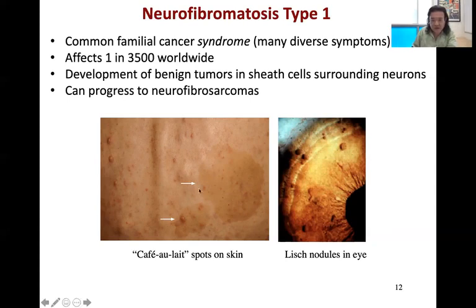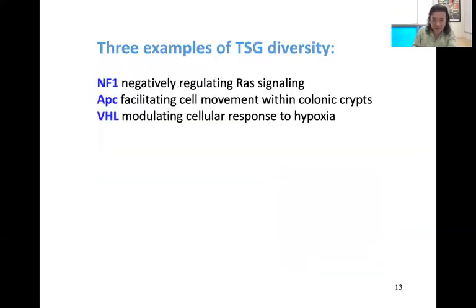So oftentimes you see these what they call cafe au lait spots on the skin, right? These are regions where cells are beginning to transform, or they're not functioning properly, or these nodules in the eye, representing the formation of tumors on nerves in the optic nerve.